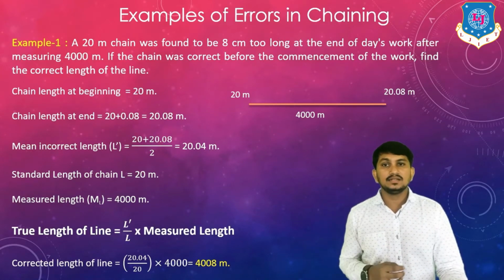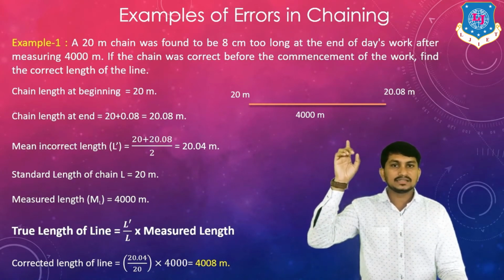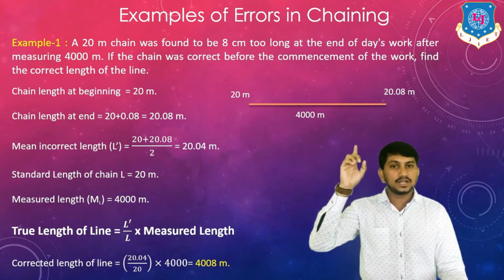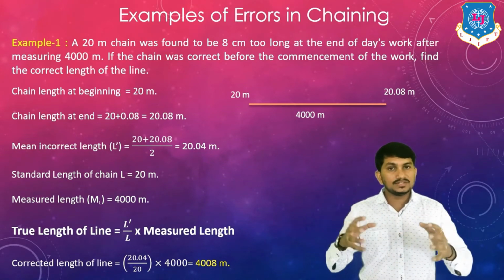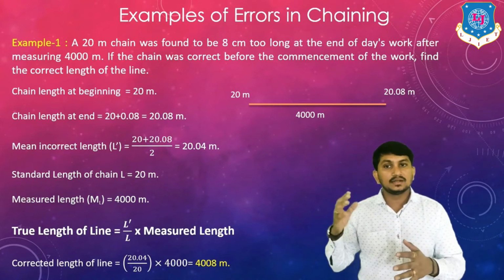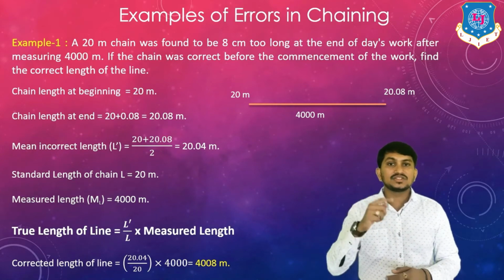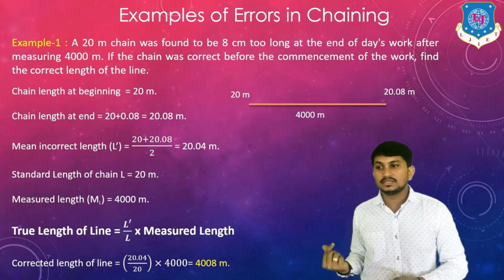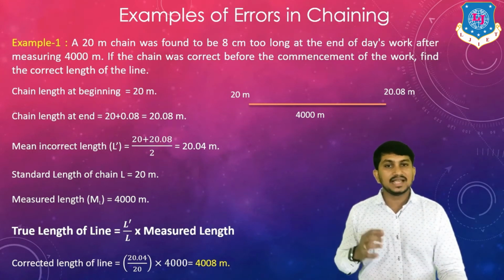As we have discussed, when the chain is too long, this is the case. Here the 8 centimeter chain, the length of the chain is increased by 8 centimeter. So the chain is expanded. When the chain is too long, the measured distance, this 4000 meter, is too less compared to the actual one. Here 4008 is the corrected one. Correction will be additive. So this 8 meter is the correction which is additive to the measured distance. This is example number 1.